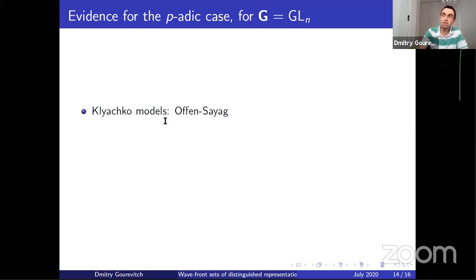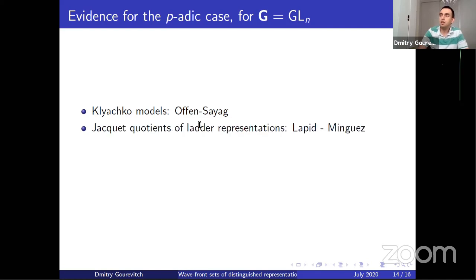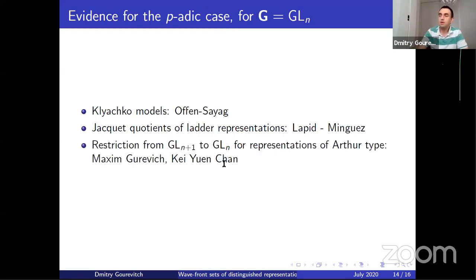There, the corollary we obtain in the Archimedean case is proved for Klyachko models by Offen and Sayag. Then for Jacquet quotients, it's proven for representations of a specific nice form, ladder representations, but this includes all unitary representations of Arthur type. So the corollary we have for Jacquet quotients is proved for ladder representations by Lapid and Mínguez. And for restriction from GL_{n+1} to GL_n, it's proved for representations of Arthur type by Maxim Gurevich and, completed by Chen Kuo-Yuan, the complete non-tempered Gan-Gross-Prasad conjectures for this case. So this, together with the Archimedean case, is evidence that the conjecture should hold in the p-adic case as well.